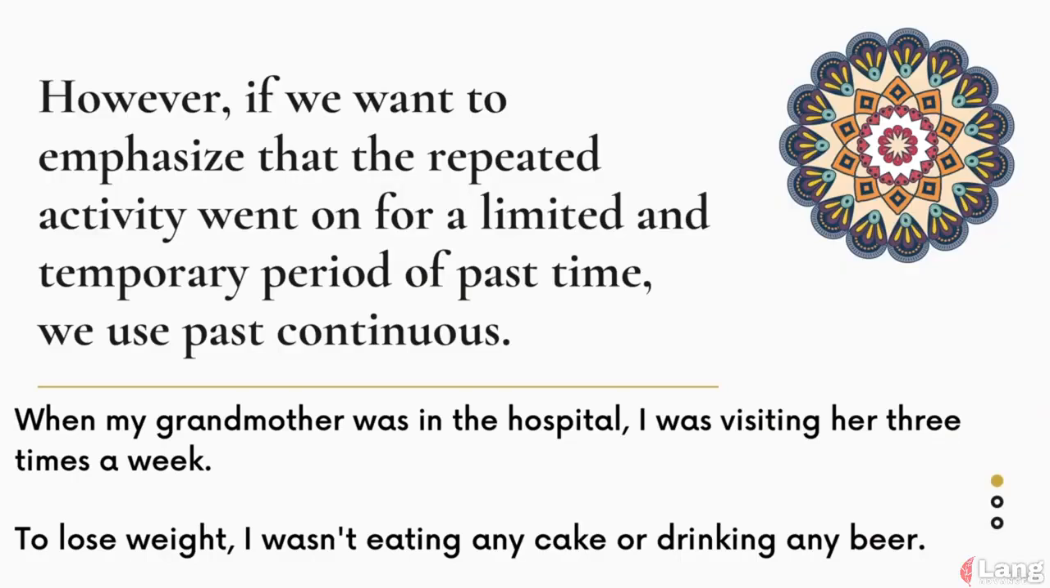If we want to emphasize, however, that the repeated activity went on for a limited time and temporary period of past time, we use past continuous. When my grandmother was in the hospital, I was visiting her 3 times a week. To lose weight, I wasn't eating any cake or drinking any beer. In these sentences, we want to emphasize that the activity went on for a limited time or temporary period.